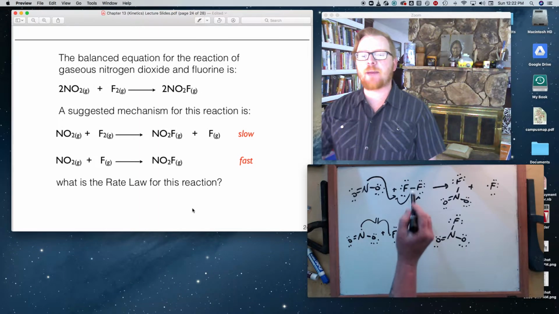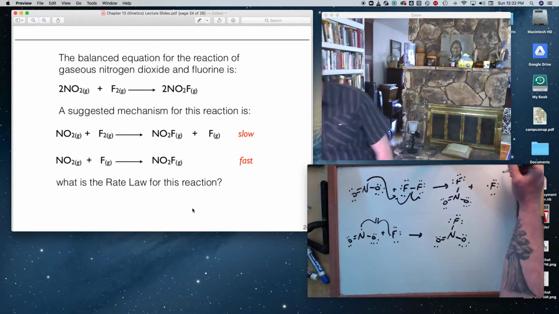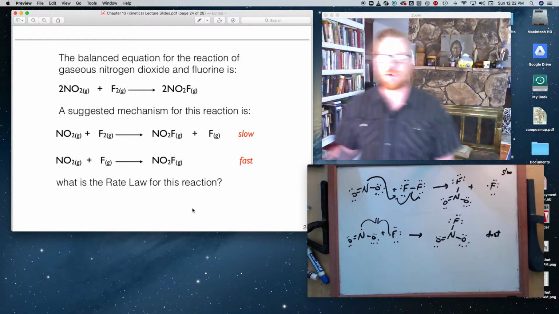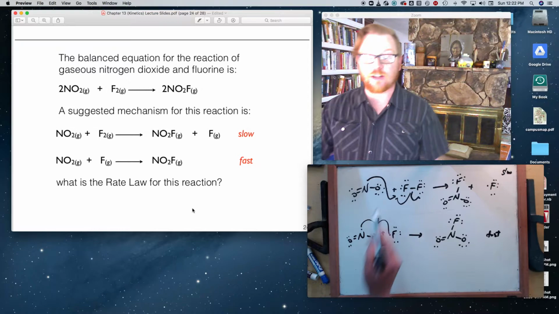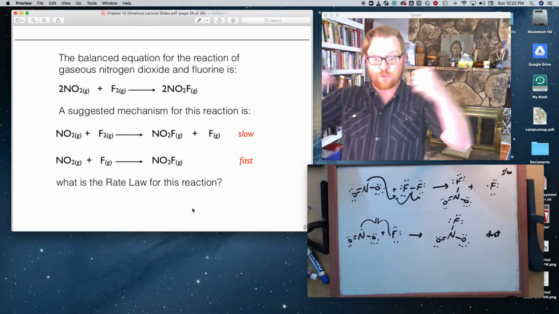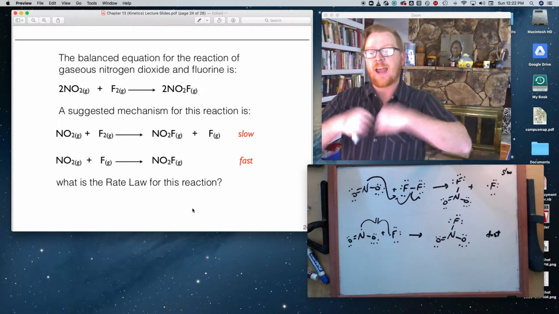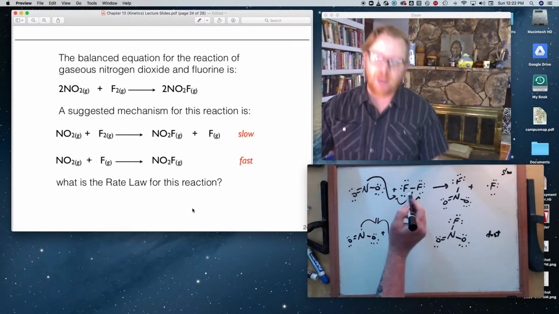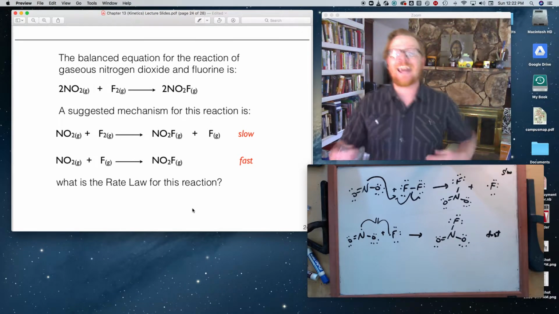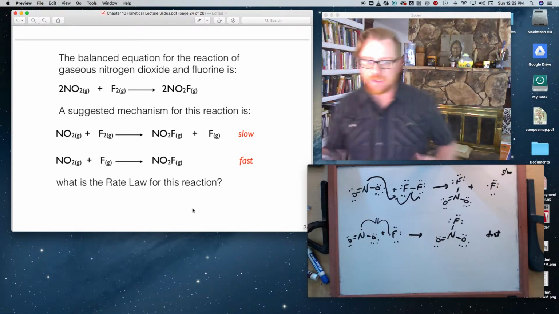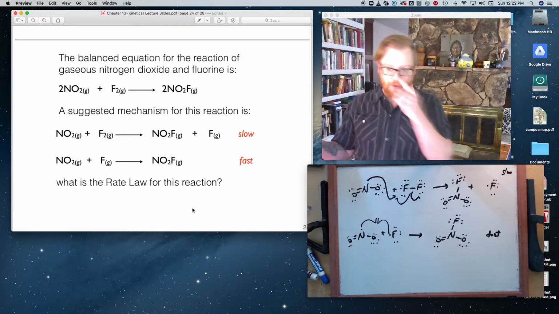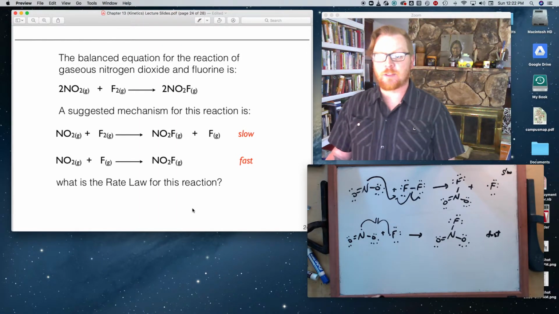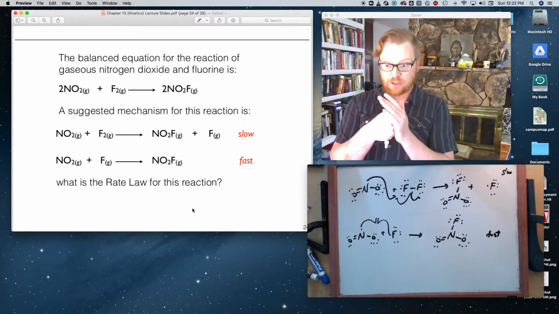And now if I think about why this step is slow and why this step is fast, it's because there's a lot of stuff going on in that slow step. So first of all, these have to get in close proximity to each other, right? They have to diffuse and find each other and collide. And then when they collide, this bond has to be broken, and then a new bond has to be formed. And that takes time. F2 is stable. It doesn't want to break apart. So it takes time for the NO2 to force the F2 to break apart through that collisional energy, okay?